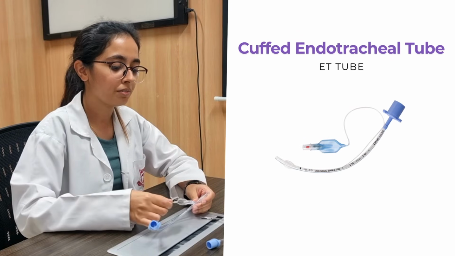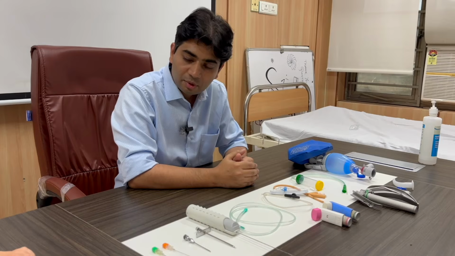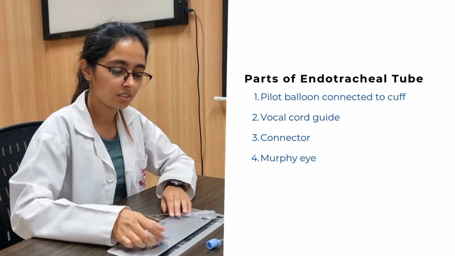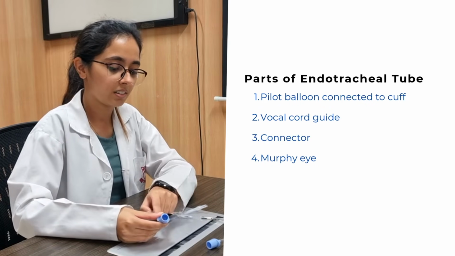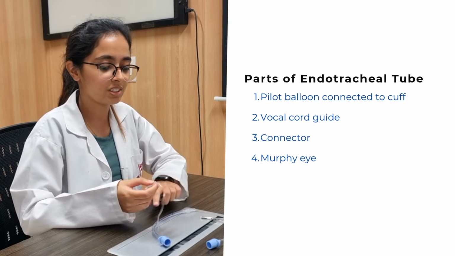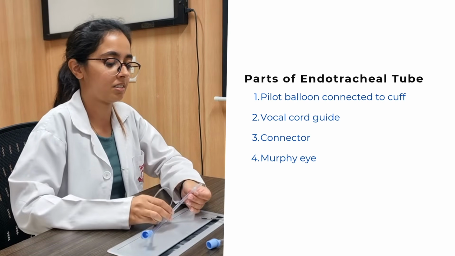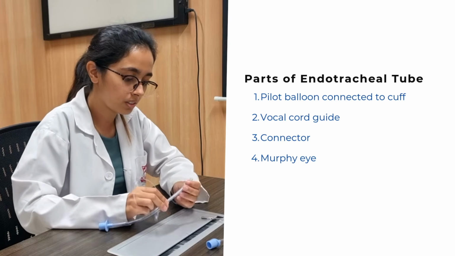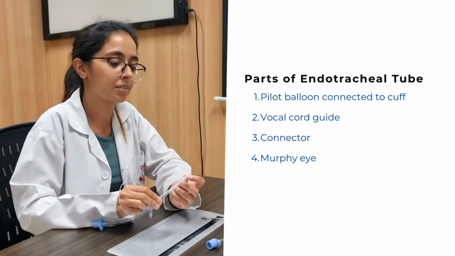Identify this. So this is a cuffed endotracheal tube. Okay. And what are the components of a cuffed endotracheal tube? So this is the connector and this is the tube in itself. This is the pilot balloon which is connected to ultimately the cuff at the very end here, and we also have an opening, the Murphy's eye at the very top.